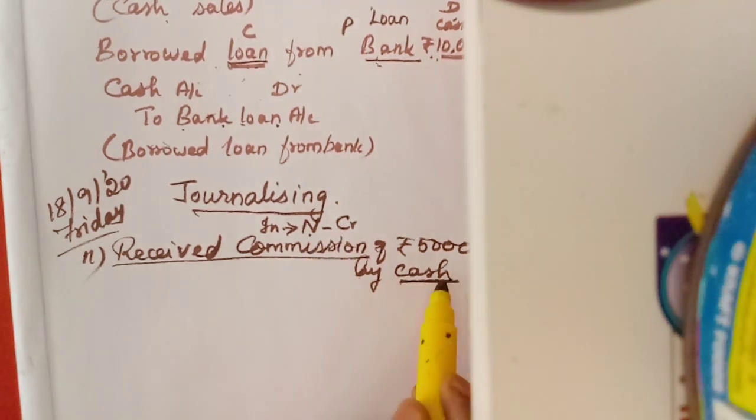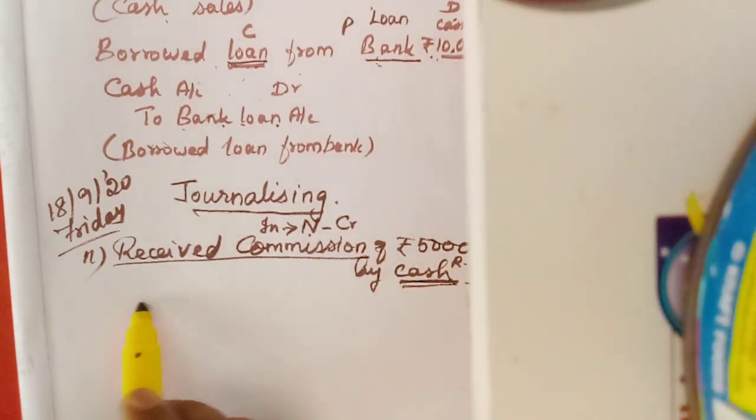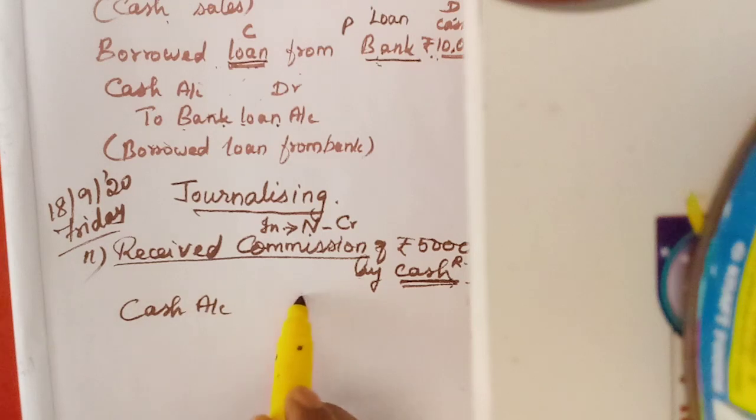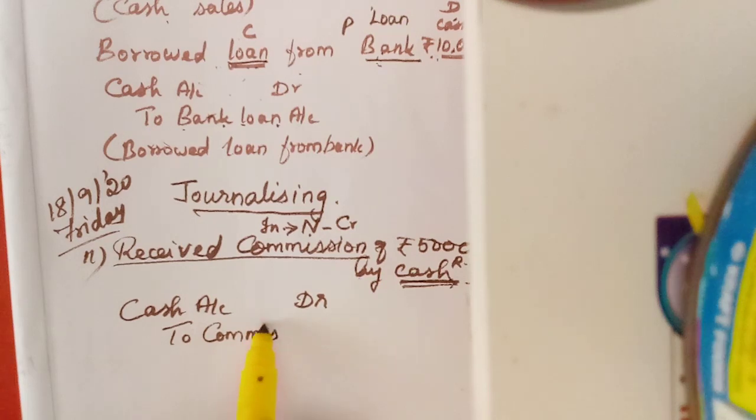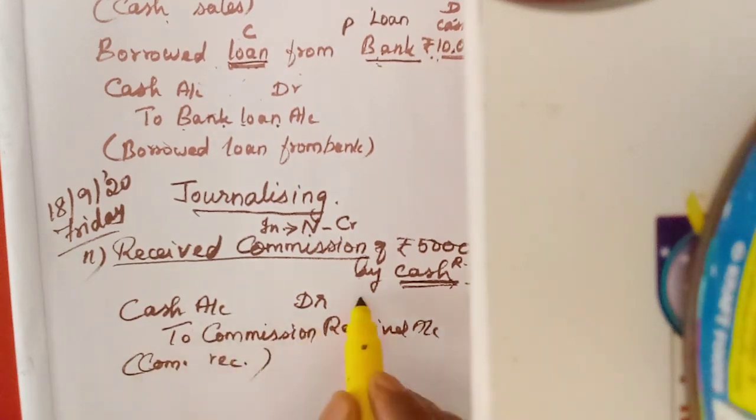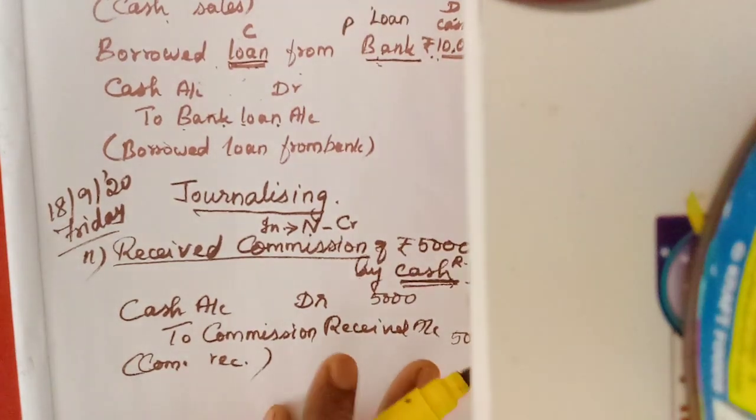Here cash, when we receive commission, 5,000 coming inside, isn't it? So cash, real account, debit what comes in, so we should debit. So now we write the journal entry, debit this cash. So cash account debtor to commission received account. Commission received account. Commission received. Okay, 5,000. Okay. The next one we will see.